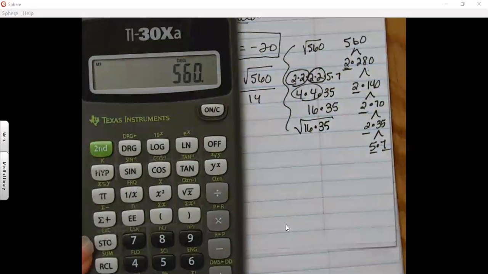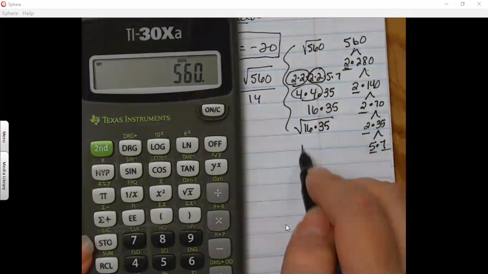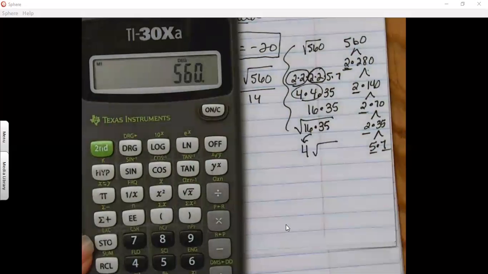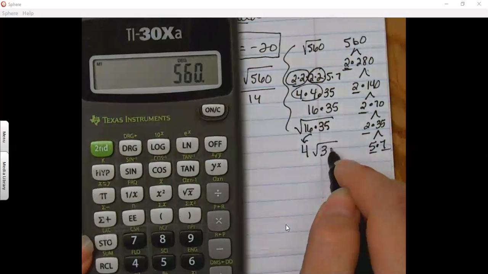What is the square root of 16? 4. Whenever I take the square root, I put the square root of the number outside of the radical, to the left of it. It's the coefficient. Is 35 a perfect square? Does it have any perfect square factors besides 1? No, its factors are 5 and 7, right? So 35 stays under the radical.